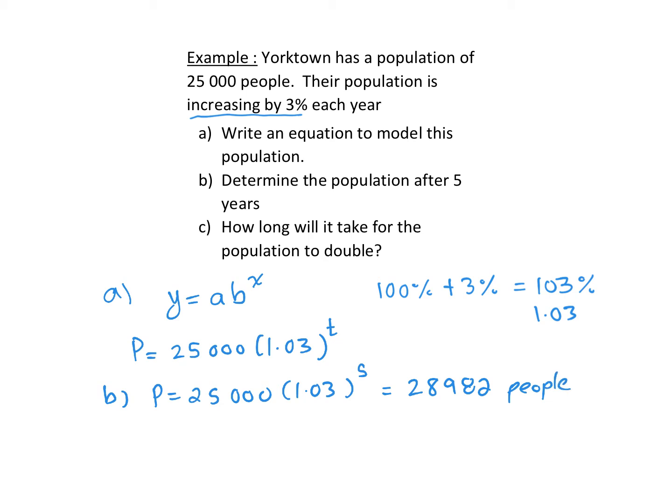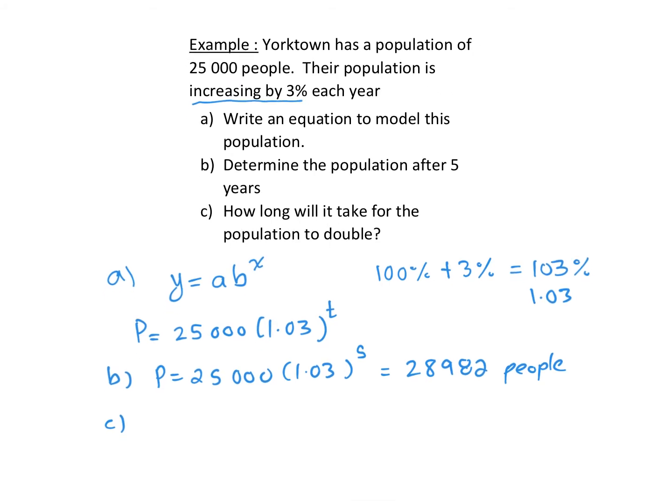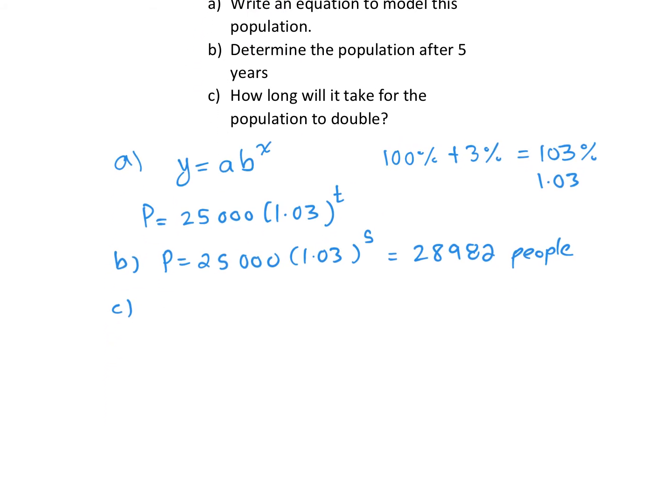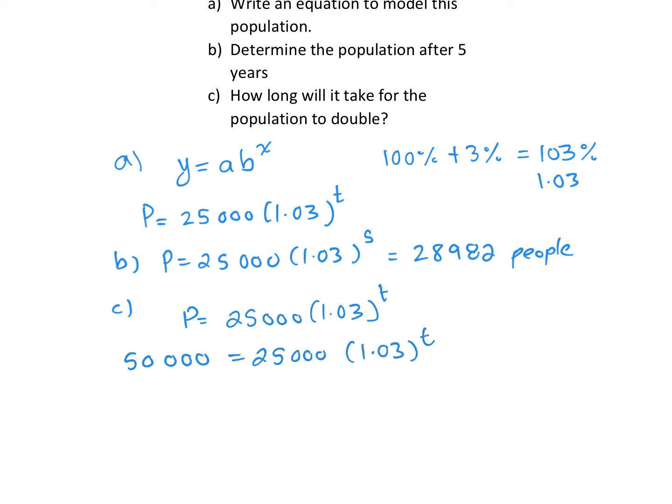And then in C, it wants us to know how long it will take for the population to double. So now we're looking for time. So here's my model. I'm starting with 25,000 people. It is increasing by 3%. And it takes a certain number of years to do that. And I want the population to double. So my end amount is now 50,000. And we are looking for the value of T.